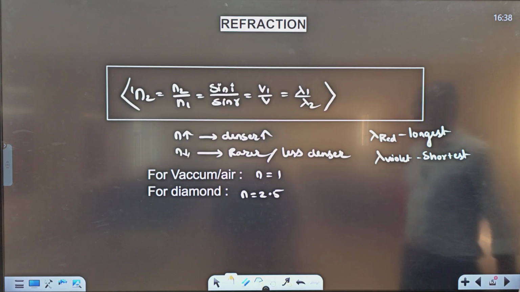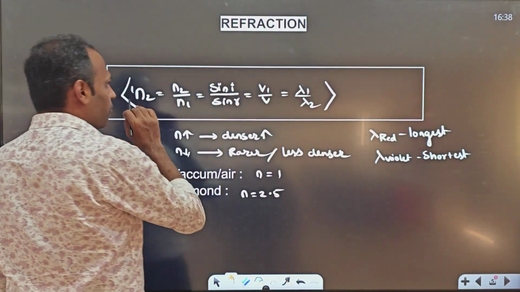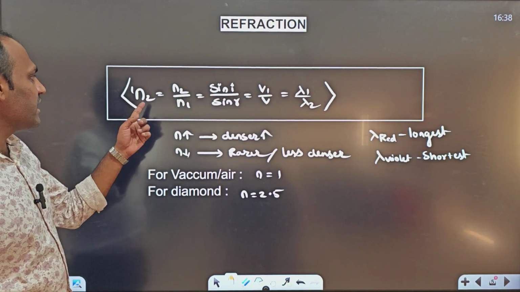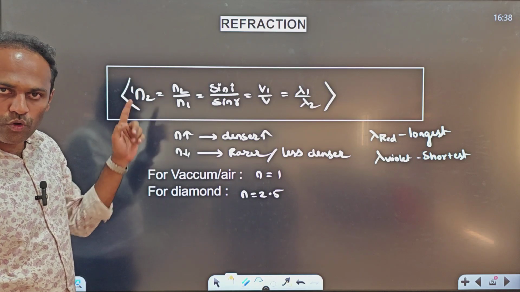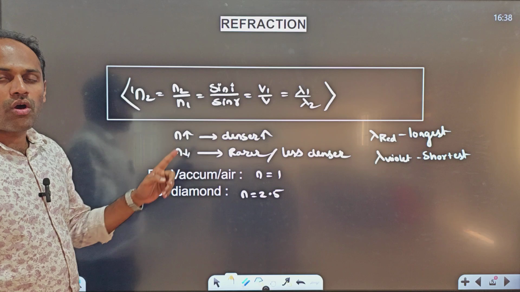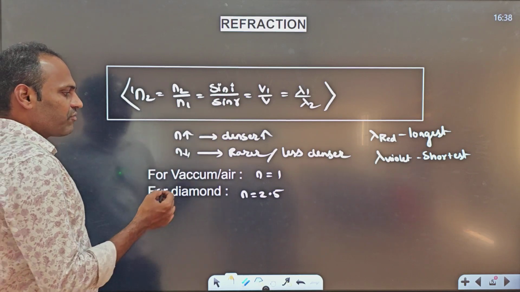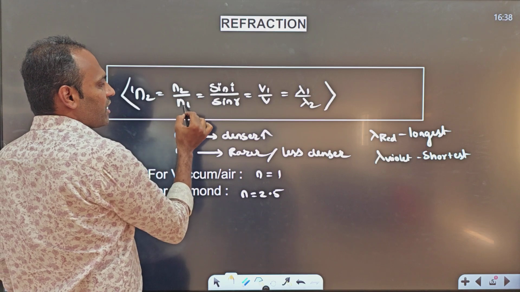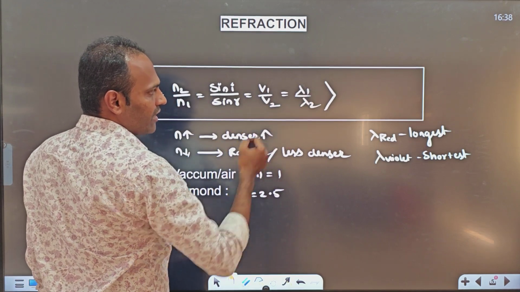Okay, let us go for the next concept, refraction. In refraction we should know Snell's law. This formula you should know perfectly. This is relative refractive index: the refractive index of second medium with respect to first medium, which is given by n2 by n1, or sin i by sin r, or v1 by v2, or lambda 1 by lambda 2, right? So it is 2 by 1, second medium divided by first medium. Speed v1 by v2, wavelength lambda 1 by lambda 2.